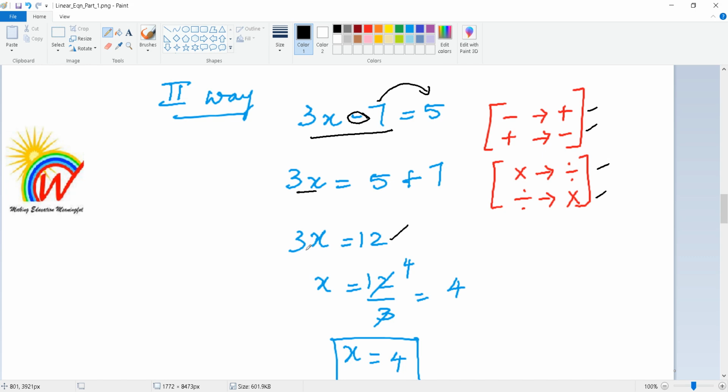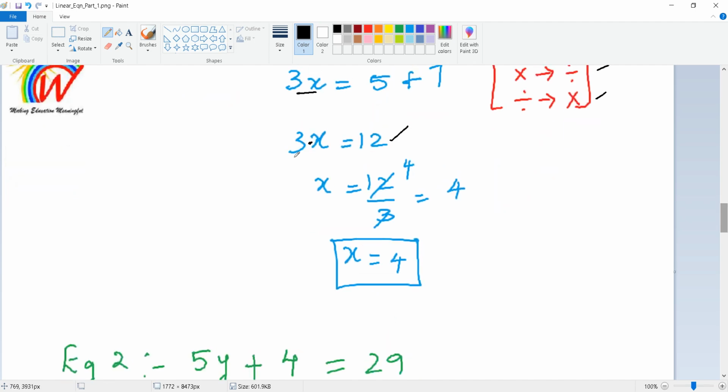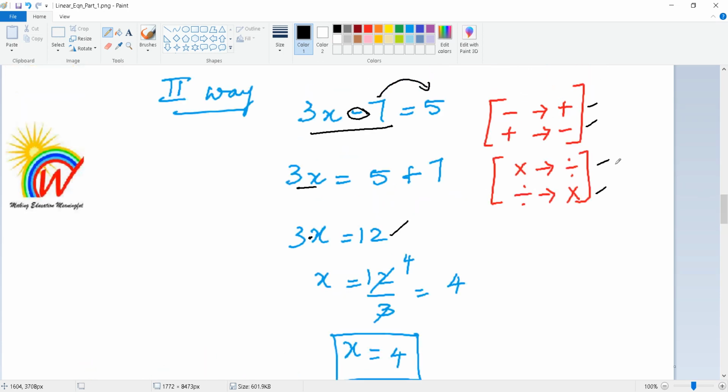Now you have to move the 3. Now you should see what kind of a relation 3 and x have. There is no symbol written over there, right? And we know that when there is no symbol written, it means there is a multiplication sign, right? So when the 3 goes to the other side, it will get divided. See, I have written the third point over here. Multiplication becomes division. So the 3 goes down.